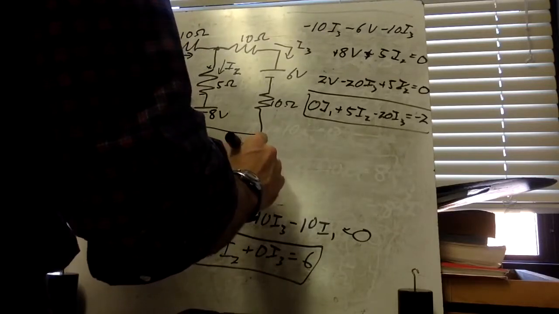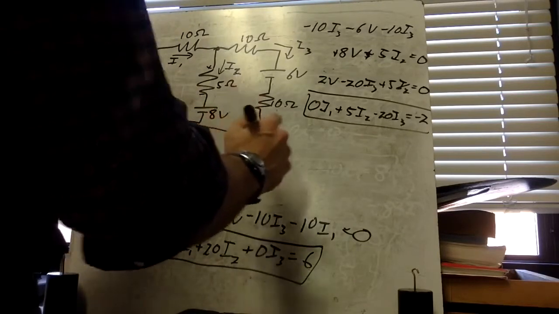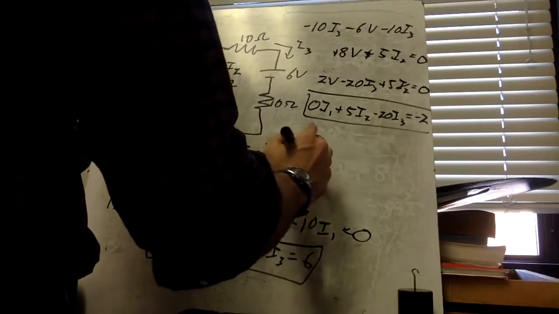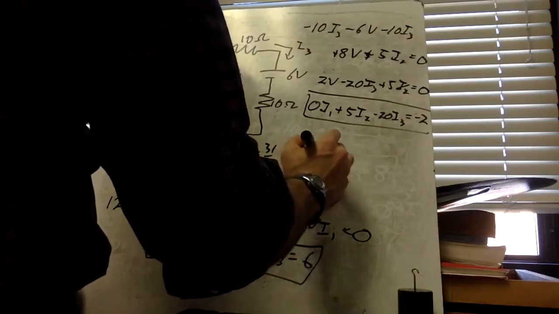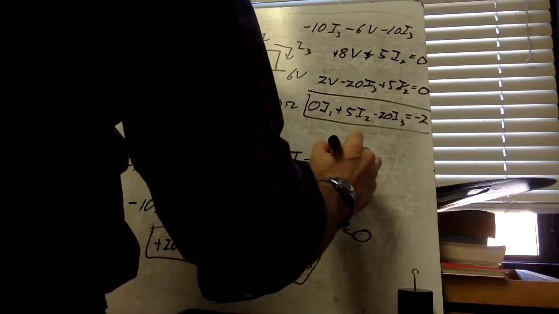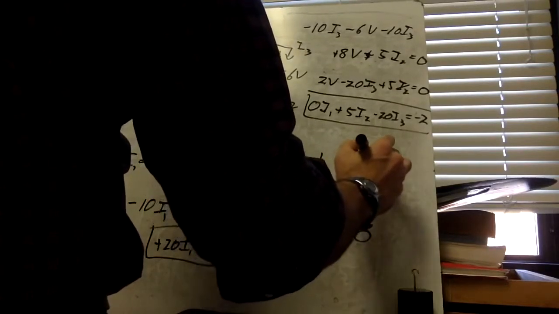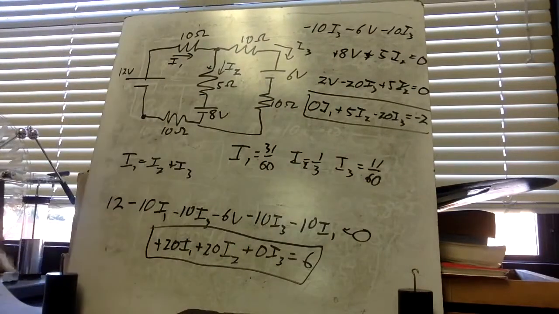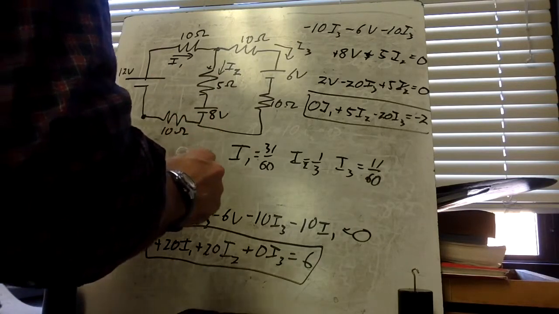I1, and this one gets pretty messy if you're trying to do this by hand, I1 turns out to be 31 over 60. I2 turns out to be 1/3. And I3 turns out to be 11 over 60. Right? And so these are the answers to this problem.